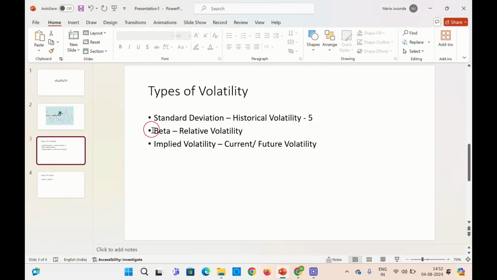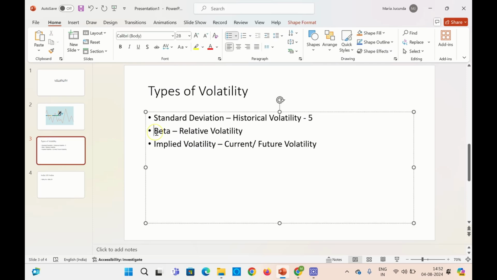Next thing is beta. Beta is a measure of relative volatility, and as the word relative appears here, you might have assumed it is a measure of comparative volatility. So what am I going to compare with? I'm going to compare a particular stock's volatility with the industry volatility.